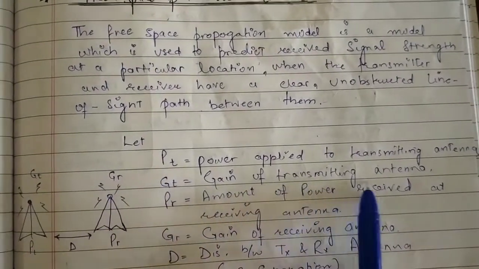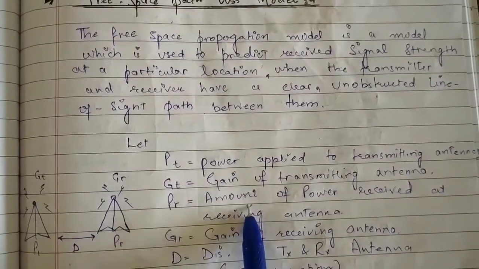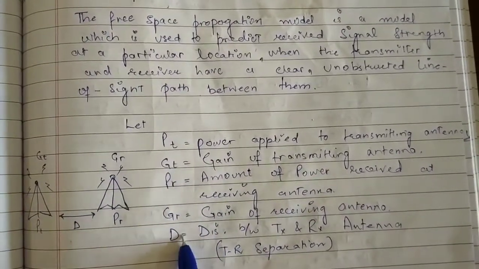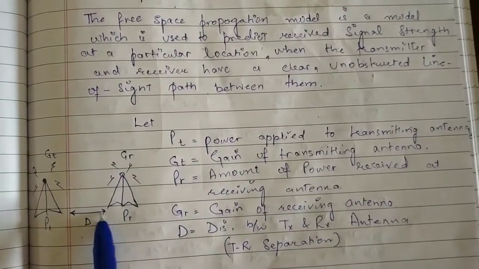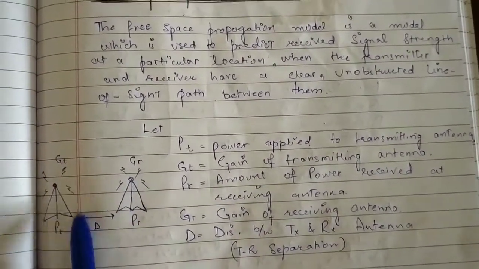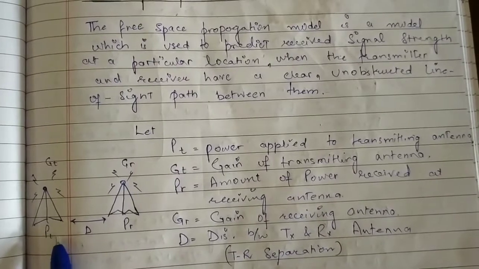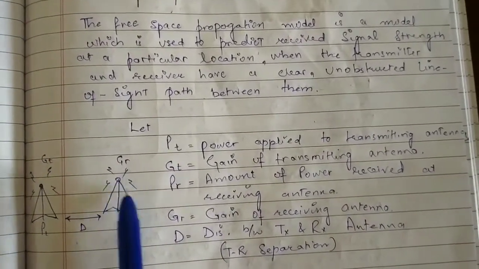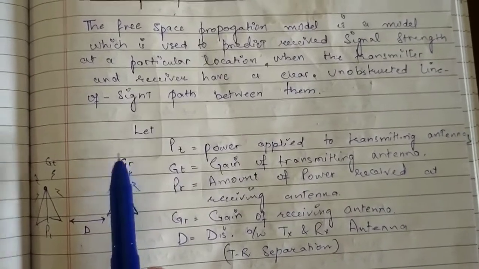GT is the gain of the transmitting antenna. PR is the amount of power received at the receiving antenna. And d is the distance between the transmitting antenna and the receiving antenna. Here we have shown the transmitting antenna with the power applied PT and gain GT. Here is the receiving antenna with power PR and gain GR.